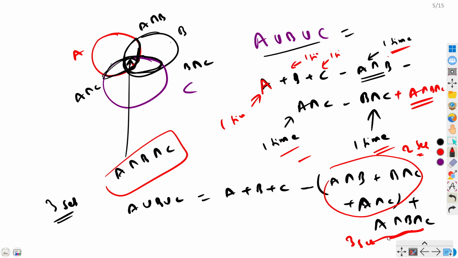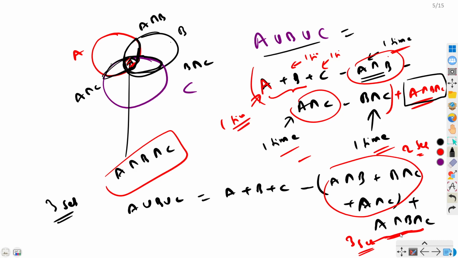And why are we adding this three set one? Because we subtracted them actually. Because for A, B, C, we added them three times. But while subtracting two sets common, we subtracted them all of those three times. So in totality, we can say that till here this portion is being neglected. So obviously we'll have to add this portion one time. Okay, that's why this is added one.